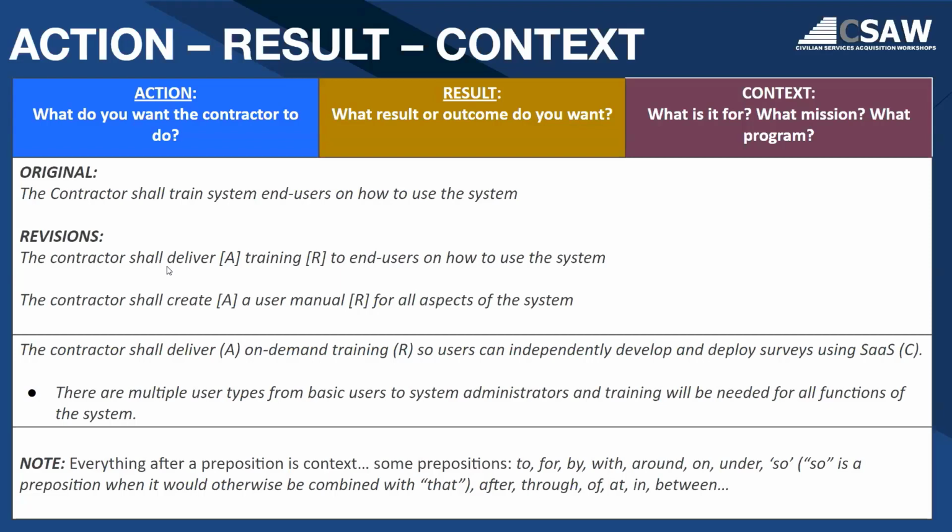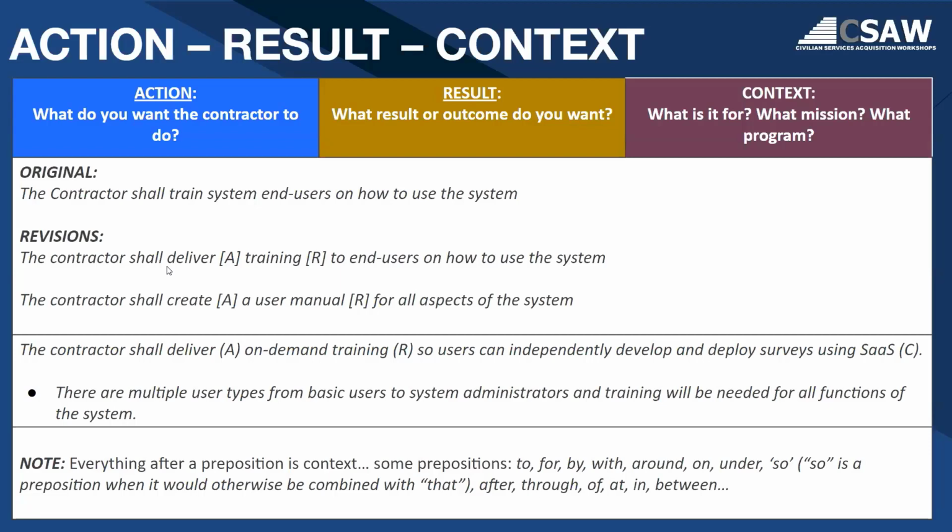deliver approved training to end users on how to use all aspects of the system. Okay, so we create a dependency in there. Generally speaking, you should have only one action verb. I'll show you some examples later on in the slides where we might have more than one action verb in a statement, but generally, if you have an and, you might need two statements.